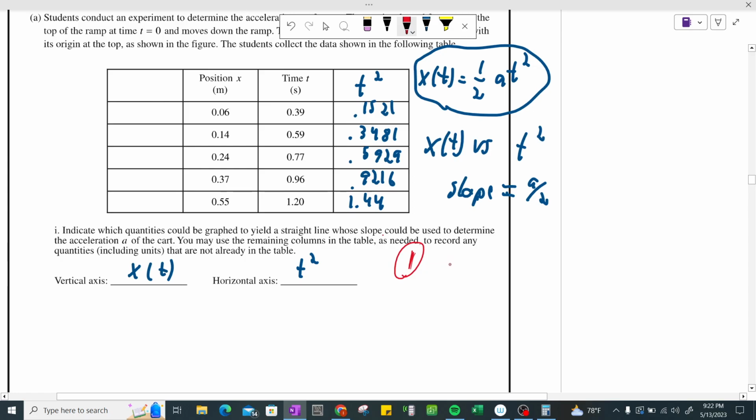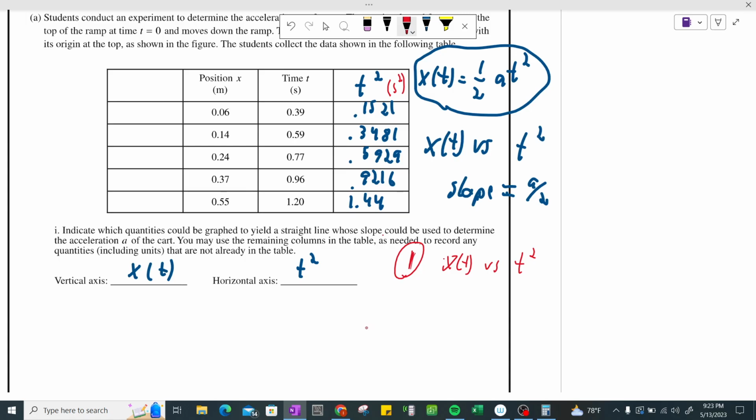For graphing x of t versus t squared, there could be a second point for not having any extraneous ones. I don't know that they're going to. And just to be safe here, let's include this as a second squared.